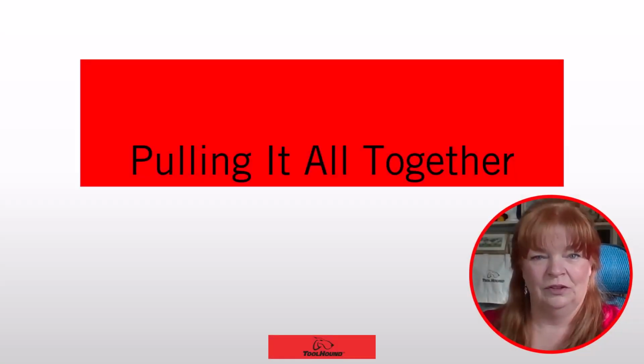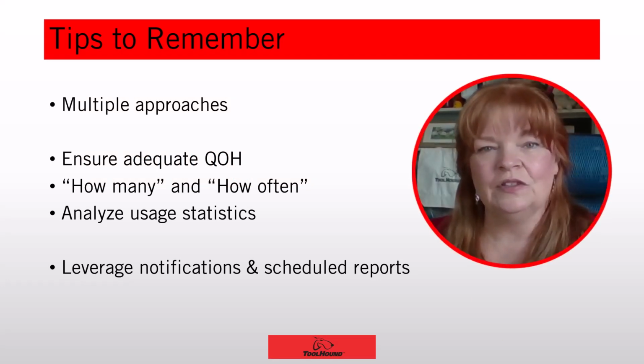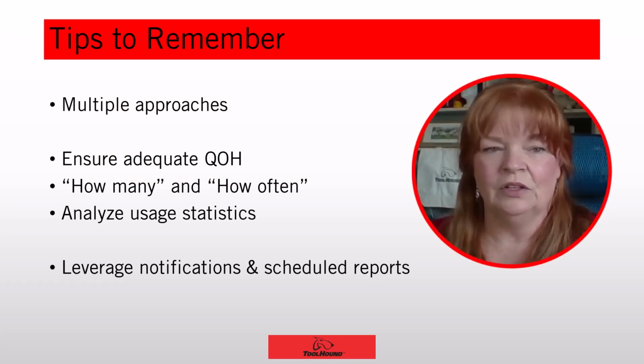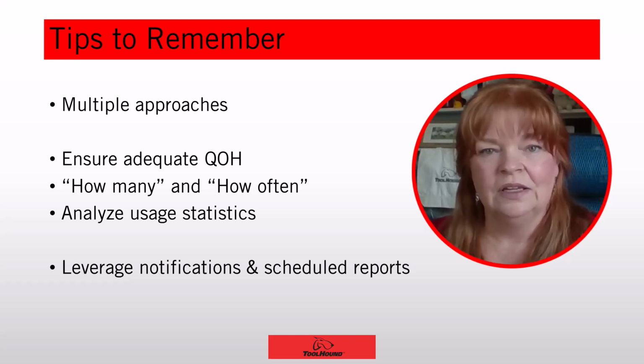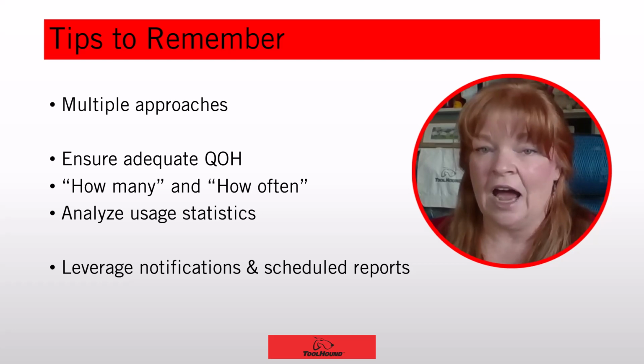Let's review what we've learned so far. There are multiple approaches available for optimizing consumable inventory. All are optional, so use whichever ones work best for you. We saw how to ensure adequate quantity on hand by setting min and max values. Set how many and how often for each part number to limit excessive issues for certain parts. And analyze usage statistics to reduce the number of parts not seeing turnover. And how to leverage notifications and scheduled reports to deliver actionable data to your inbox.